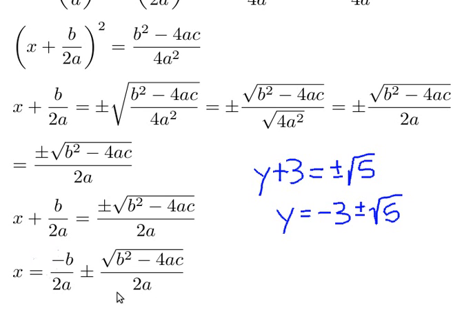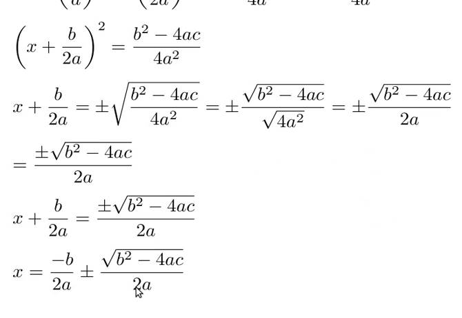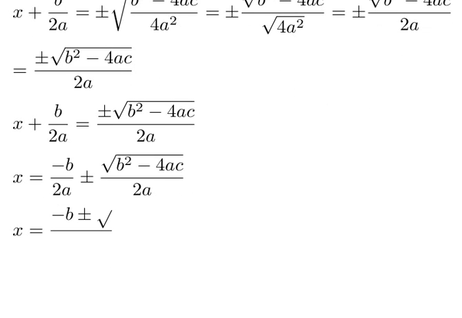over 2a. These already have like terms, common denominators, so we can go ahead and just add them across. So that means we have that x equals negative b. Now I'm going to put the plus or minus back in the top, so we have negative b plus or minus, I need to scroll down. Negative b plus or minus the square root of b squared minus 4ac all over 2a.